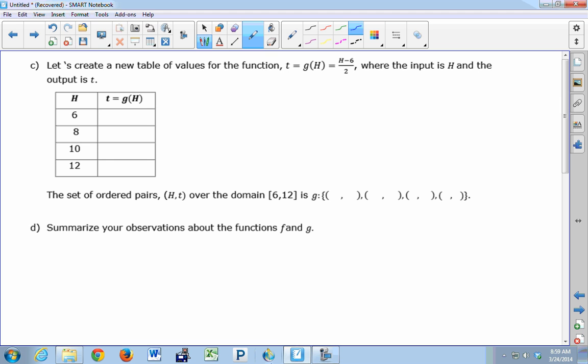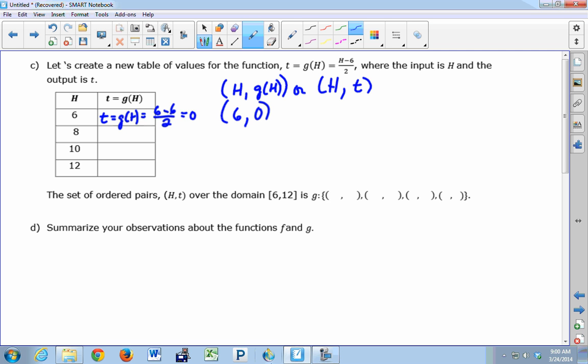Some of you are doing it. Put h into the equation. Okay, so what is the equation? t equals g of h, which is h, 6, take away 6 divided by 2, which is 0. So my first ordered pair would be if I have a height of 6 inches, then that tells me it's the initial day that I've planted this, because now my input is the height and my output is g of h, or h comma t.